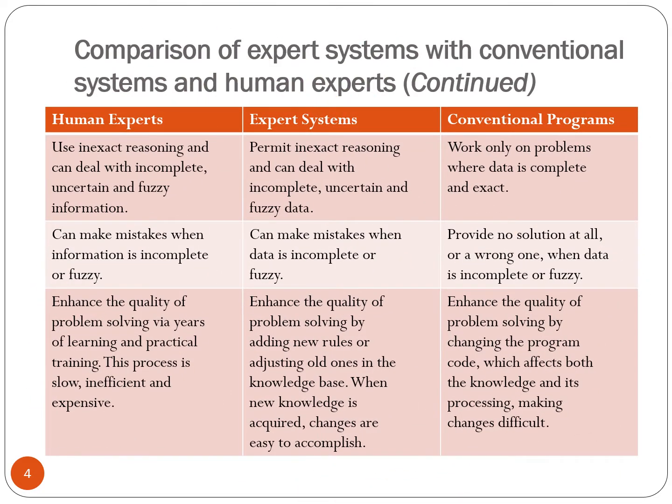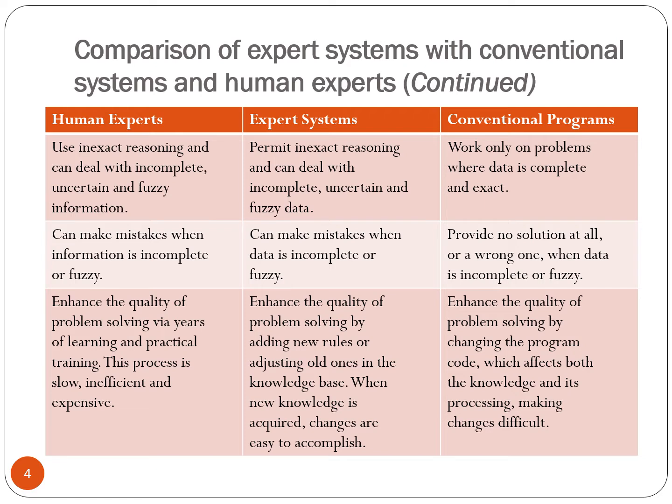The human expert also uses inexact reasoning and can deal with incomplete, uncertain, and fuzzy information. If you don't provide the complete data, the complete facts, or even if the facts given are fuzzy, it can deal with it and use it. Same with the expert system: it can also deal with incomplete, uncertain, and fuzzy data, but not the conventional program, which only works if you present the data. A human expert can make mistakes when information is incomplete or fuzzy, at least to a certain degree.